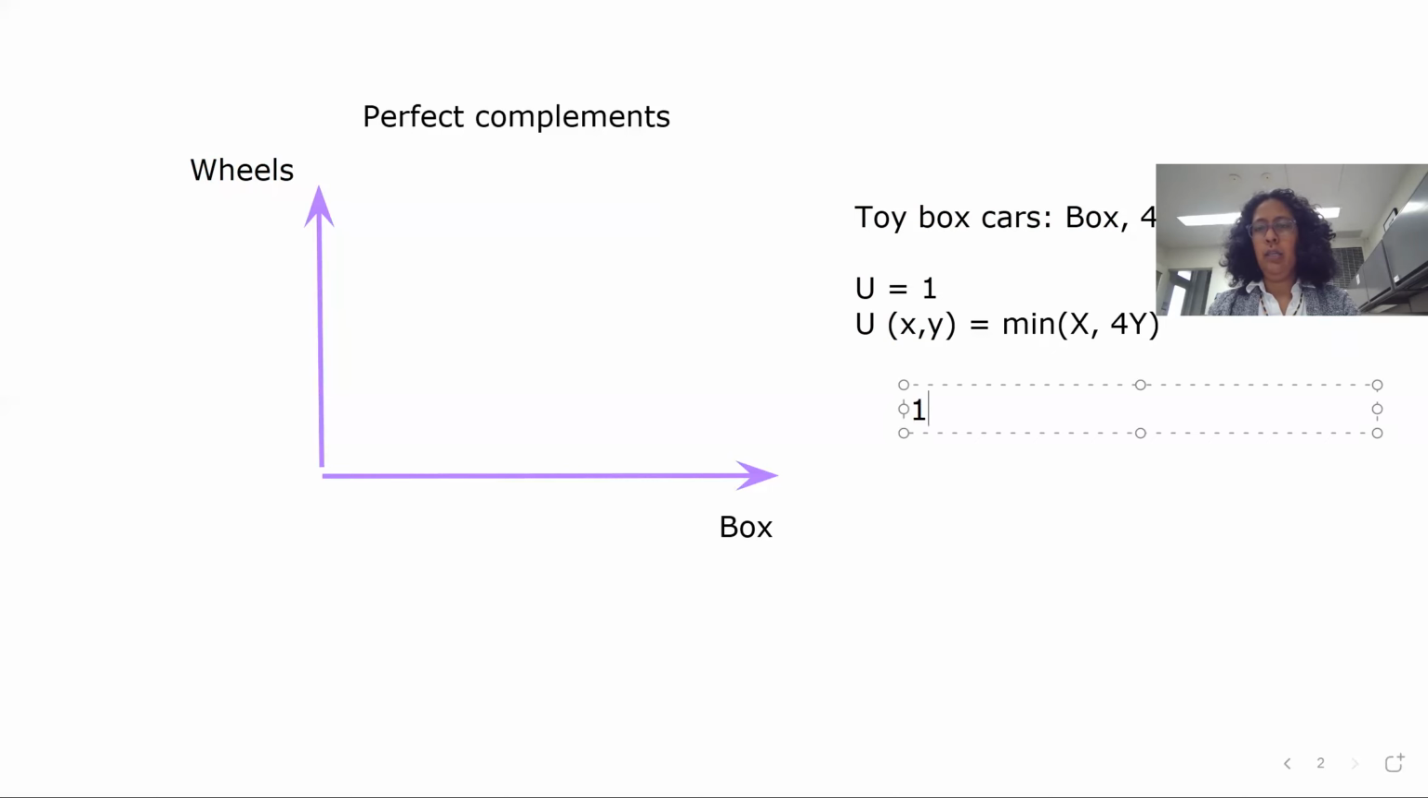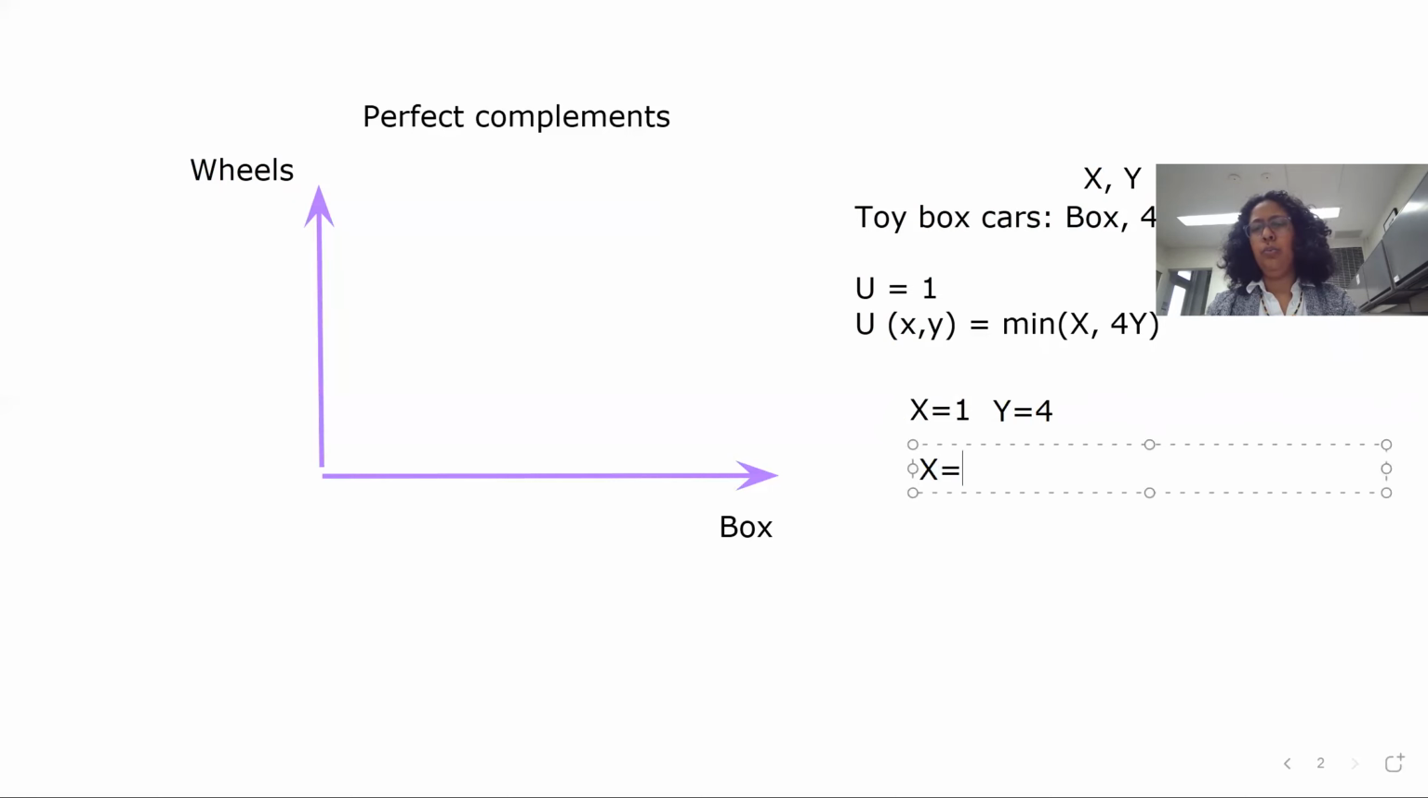I'm going to put a couple different points that can give me a utility of one in this case. X equals 1, and X is my box. Let me actually note that. And Y are my number of wheels. X equals 1, Y equals 4. It's my number of wheels.